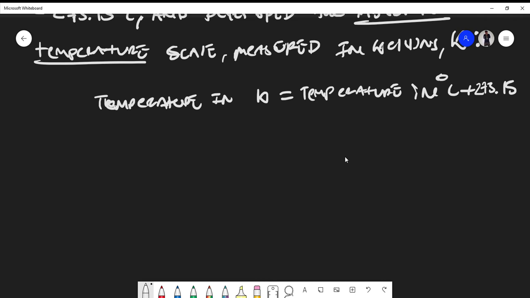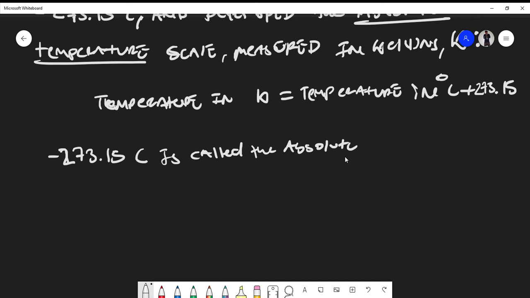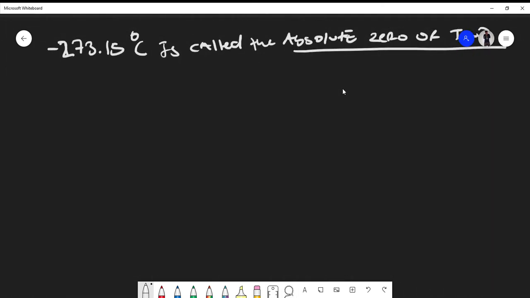Right? So in that, we say that negative 273.15 C is called the absolute zero of temperature. So the absolute zero of temperature is what we defined as negative 273.15 degrees C. That is also called the absolute zero of temperature. Very important concept. Now let's talk about Avogadro's law.